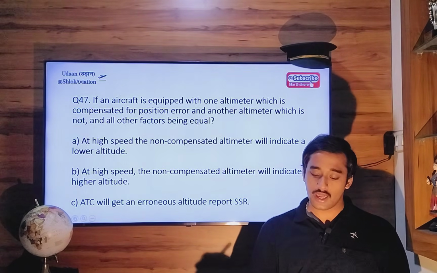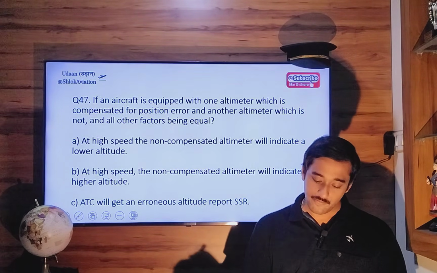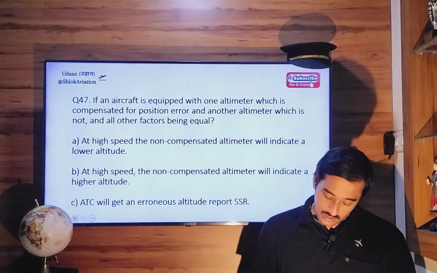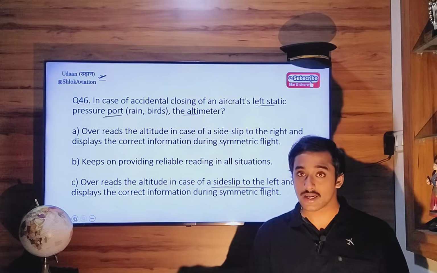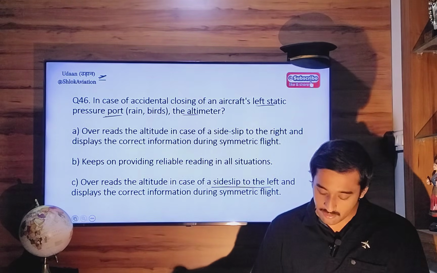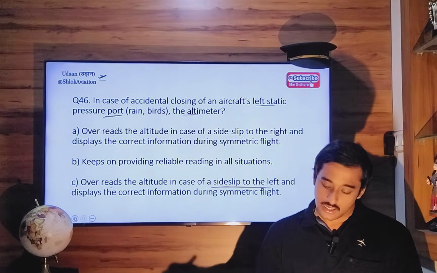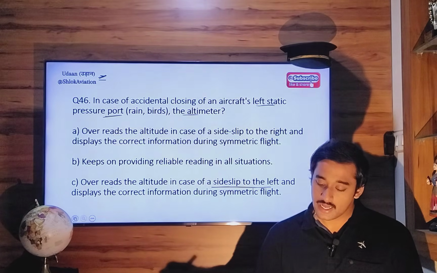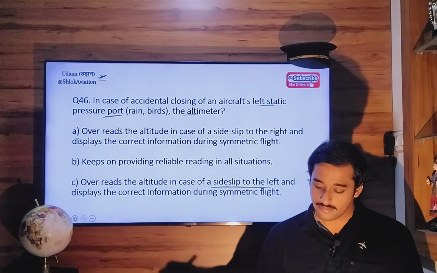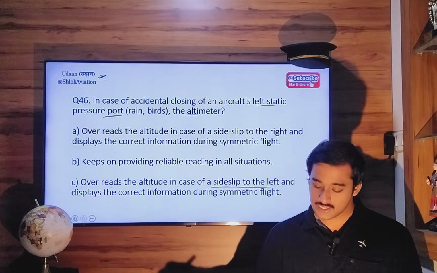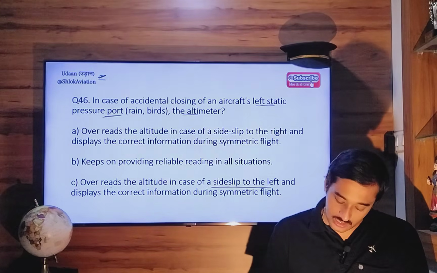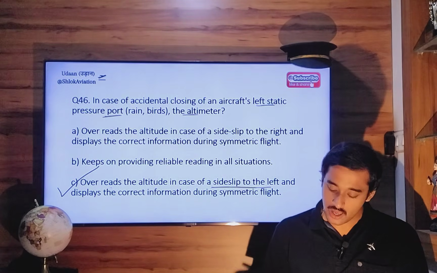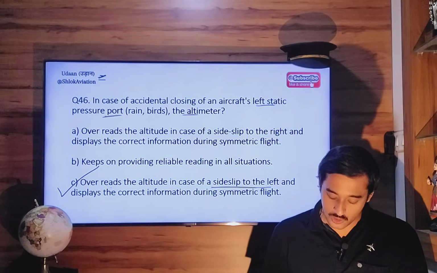Now in this case, we have a left static port blocked, right? We have two static ports. The left one is blocked. So will the altimeter overread in case of side slip to the right? Overread in case of side slip to the left. So the correct answer is option Charlie. Overread in case of side slip to the left.